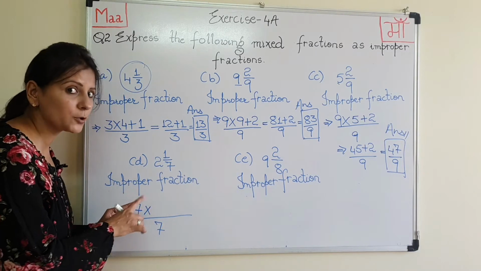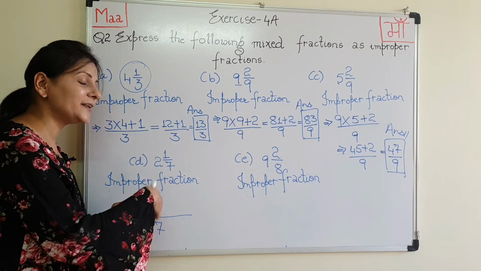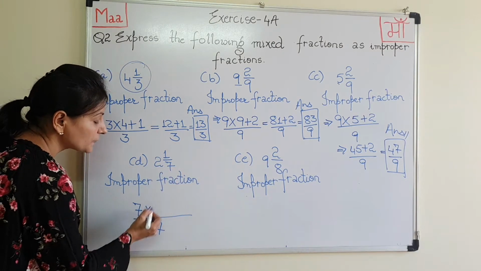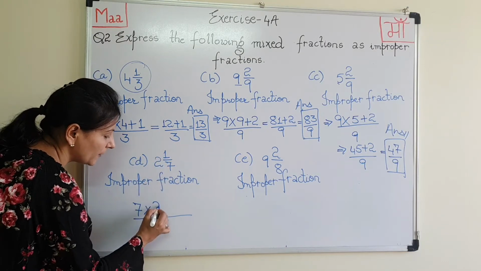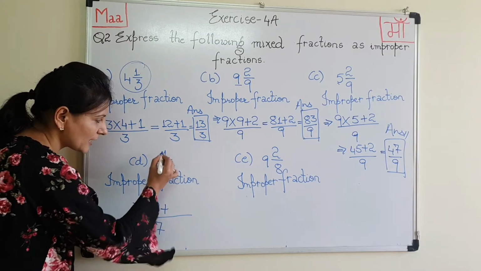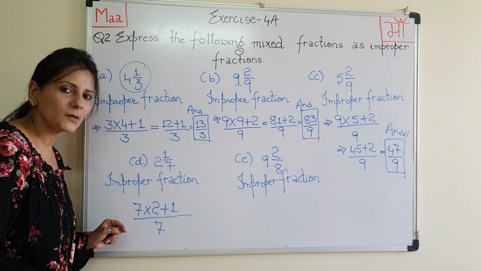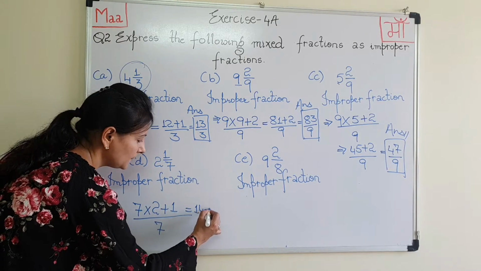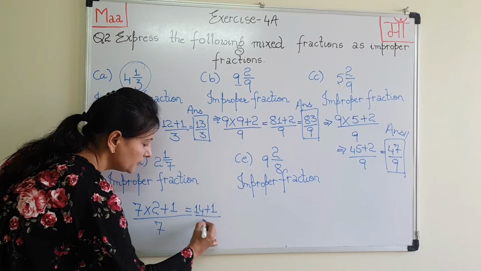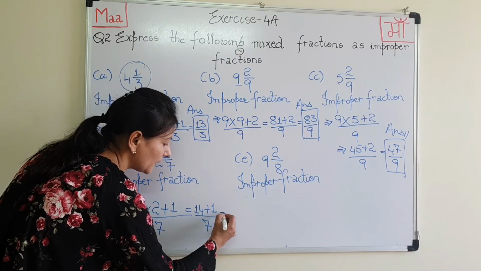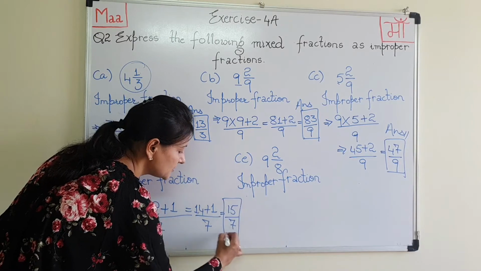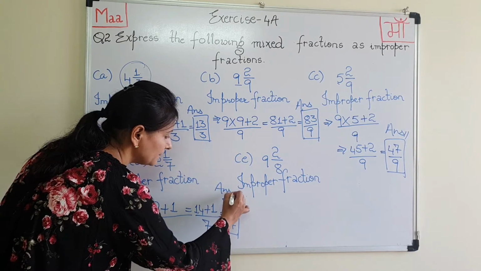Remember, after the first number you have to put a multiplication sign, and then after the second number you have to put an addition sign. Then after multiplication you will put the whole number 2. Now put the addition sign and then the number 1. Now multiply it. 7 into 2 will give you 14 plus 1 upon 7. So 14 plus 1 upon 7, that means 15 upon 7 is the answer of part D.